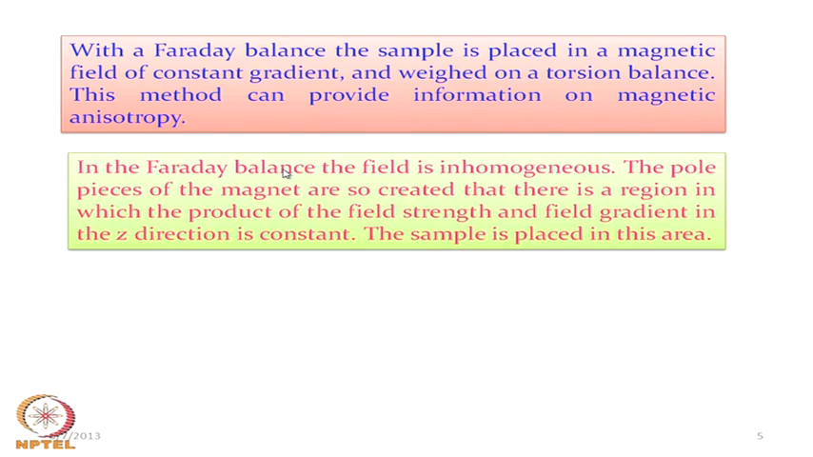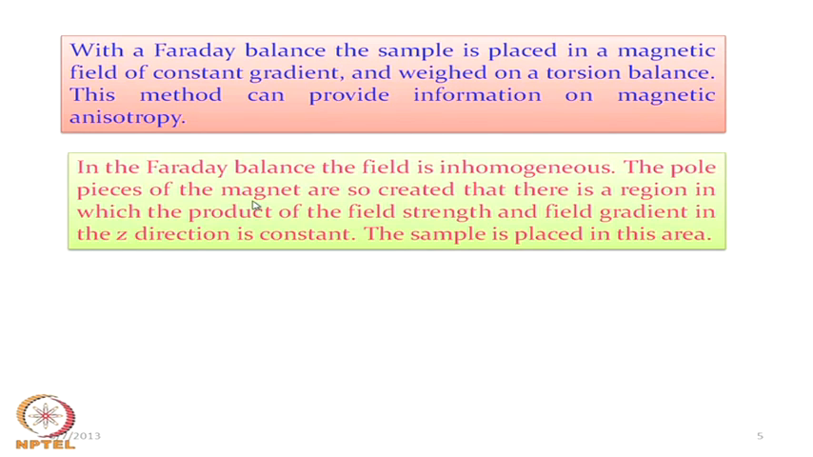So, what we do in Faraday balance, the field is completely different because the pole heads are different, which is providing us some inhomogeneous magnetic field. In case of Gauss balance, we have a homogeneous field and uniformly the tube is extending from the center of the magnet to outside of the magnetic field.